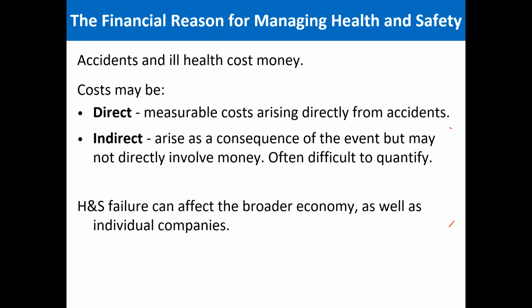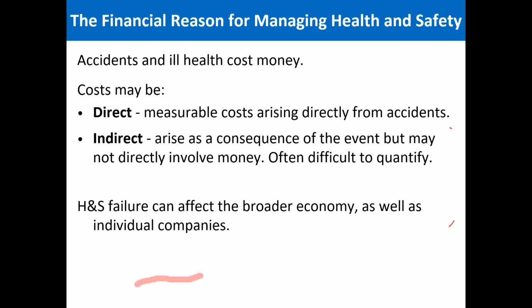Now, these costs can be categorized into two main categories. There are direct costs associated with accidents and ill health, and there are indirect costs associated with accidents and ill health. Now, what do we mean by direct cost? Direct cost is the measurable cost arising directly from the accident. So if an accident happens, the money you will spend on the injured person's treatment is a direct cost. The products or materials that you lose during the accident are a direct cost.